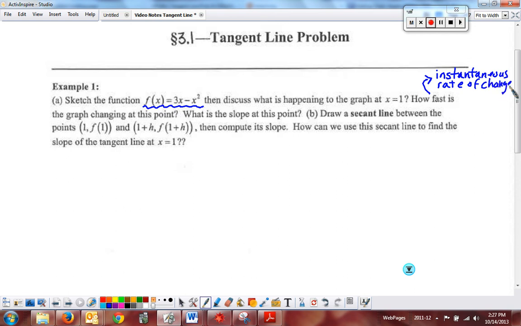And of course, that was a very difficult quantity to calculate, because how do you calculate rate of change, change in y over change in x, when you only have one single point? So the idea is, what are we talking about with the slope at this point? I want you to think about these questions here in part A. I'm going to pause the video for a moment, and then we'll come back and talk about them.